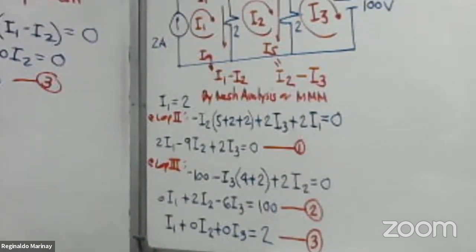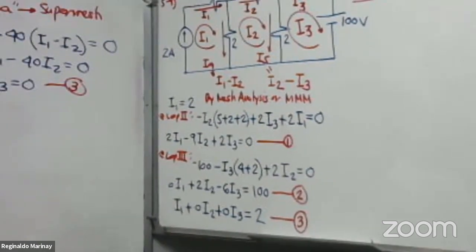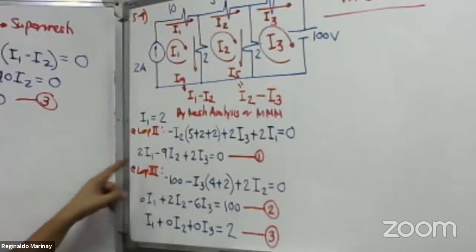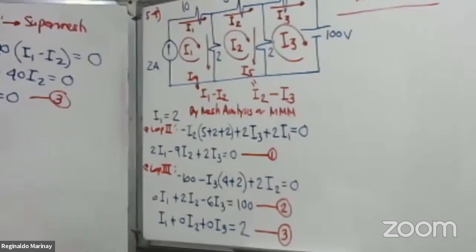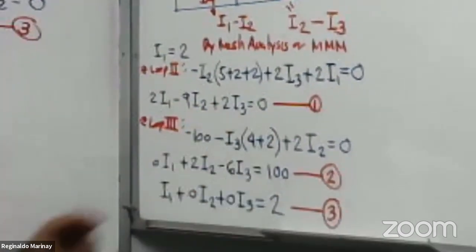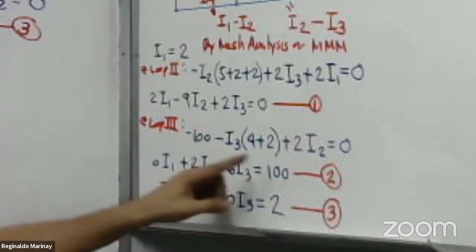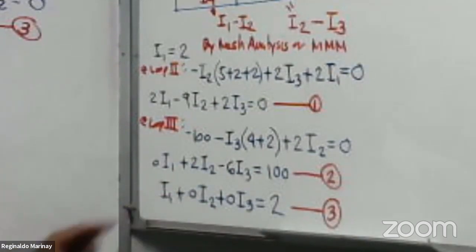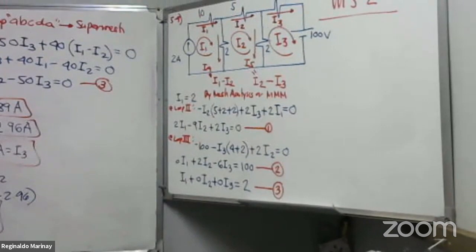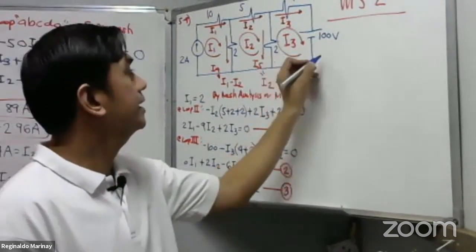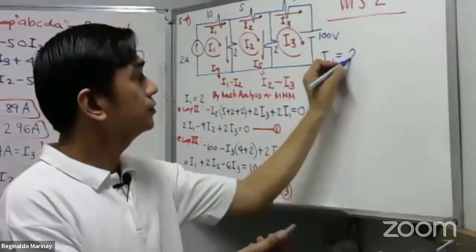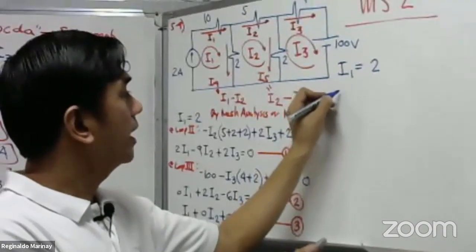Sige mga kawerpa, pindot sa calcu. So we have mode 5-2. Again, equation number 1: 2 equals, negative 9 equals, 2 equals, 0 equals. Equation number 2: 0 equals, 2 equals, negative 6 equals, 100 equals. Then: 1 equals, 0 equals, 0 equals, and lastly 2 equals. Press now equals. So our x is simply equal to 2. Our x is equal to I sub 1. Therefore, our I sub 1 is equal to 2. Another equals. So our y is equal to I sub 2.